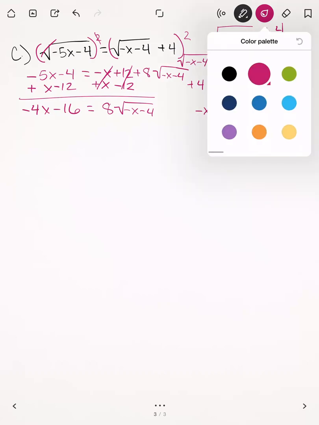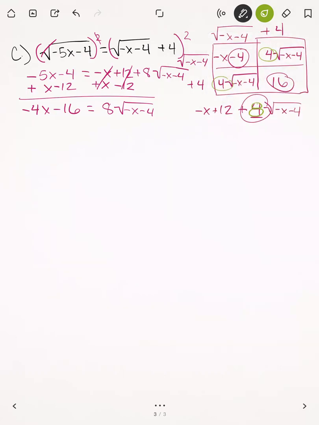Now from here, we need to get rid of that radical. We really, really need to get rid of that radical. So we're going to have to square it again. I'm going to square both sides again. Yes, I know, it's a lot of work. So remember, negative 4x minus 16 squared is negative 4x minus 16 times negative 4x minus 16. Use the area model. Do it. FOIL. I don't care. Just do it. I'm going to go ahead and just say what it is for the sake of the length of the video.